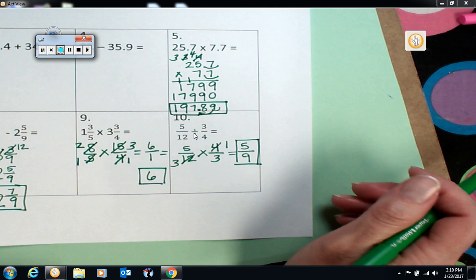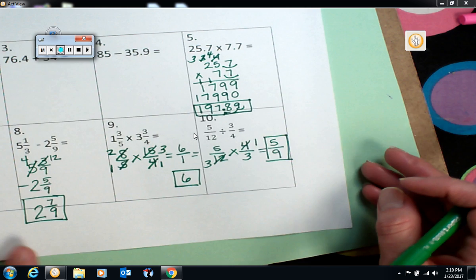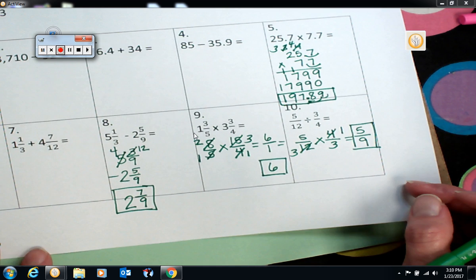All right, hopefully that will help you so that on computation quiz number 5, we're going to be rocking and rolling.